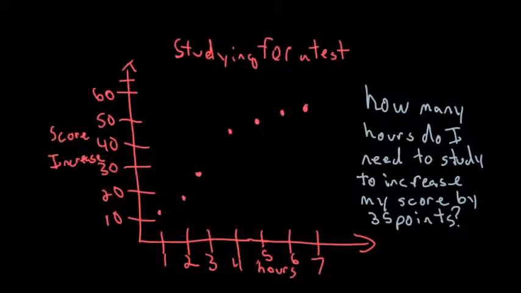Alright, so we have a scatter plot here for studying for a test. So the hours on bottom, 1, 2, 3, 4, 5, 6, 7. That's how many hours I spent studying. And the score increases are 10, 20, 30, 40, 50, 60. So if I study for an hour, I can expect about a little over 10 points bump in my score, as opposed to if I don't study at all.